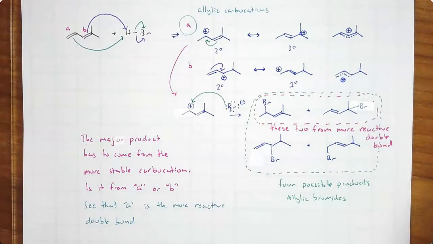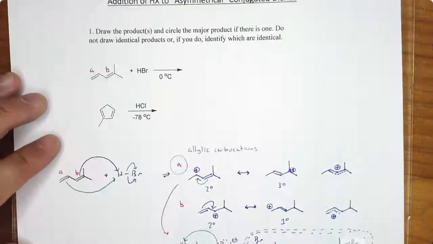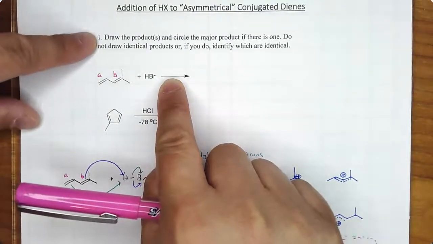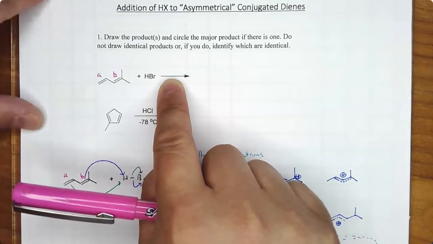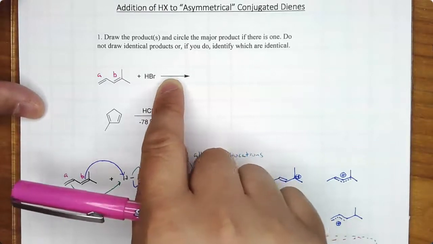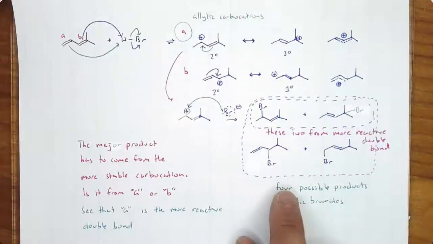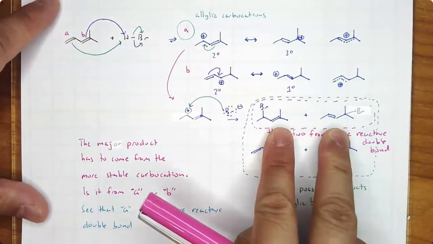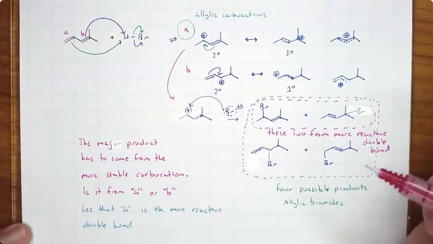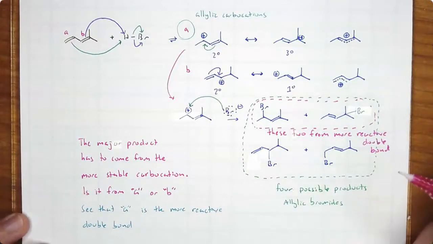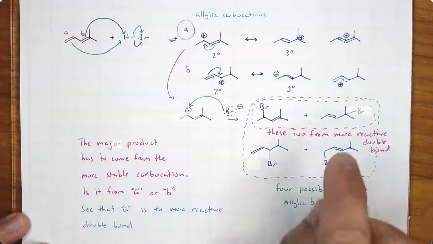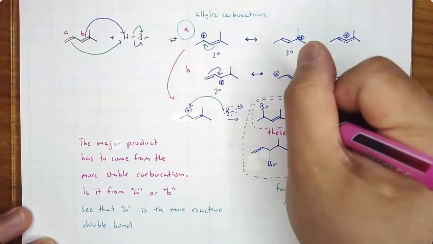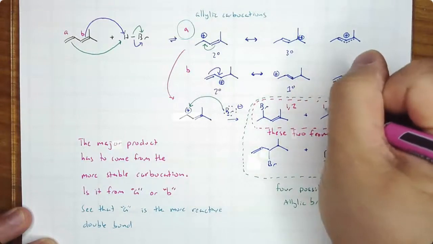So here's the rub. If the problem didn't have temperature, and I asked draw all the products and circle the major product or products, you would draw all 4 of these and you would say that these 2 are the major products. Now, you've seen from previous lectures or videos that you know these 2 as the 1,2 and the 1,4 addition.